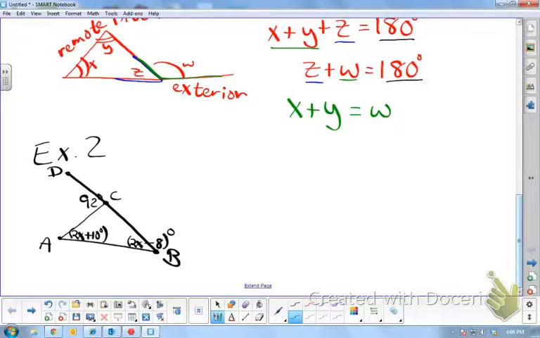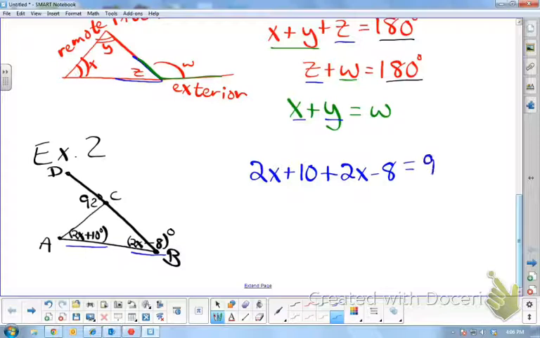Well, since we know that these two interior angles should equal this exterior angle, we can set up an equation. Just like when we knew two angles should add up to 90, we could say the first angle plus the second angle equals 90. So we're going to set up our equation. We know that 2x plus 10 plus 2x minus 8, those two angles added together. 2x plus 10 was kind of like angle x, 2x minus 8 was kind of like angle y, equals that outside angle, 92.